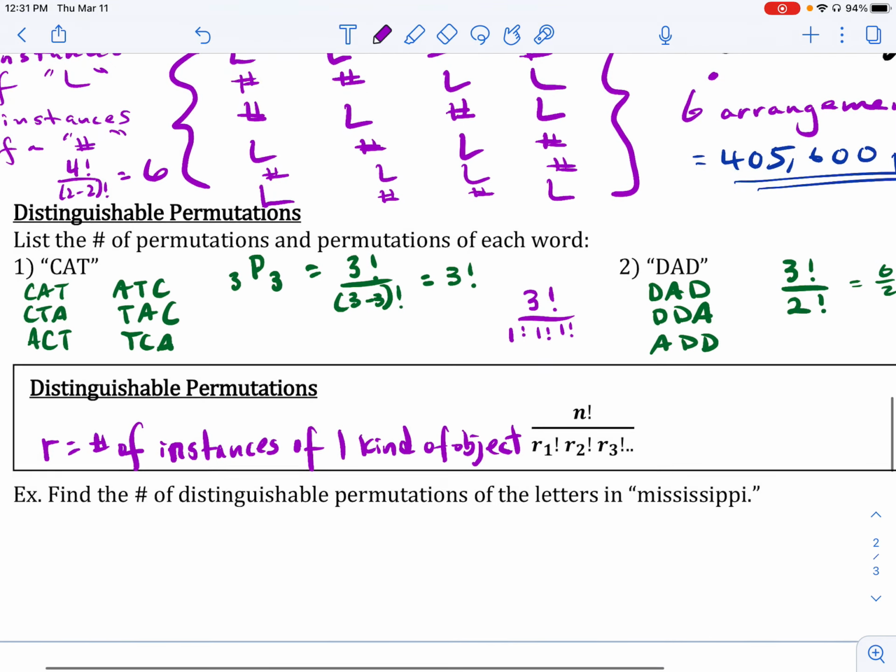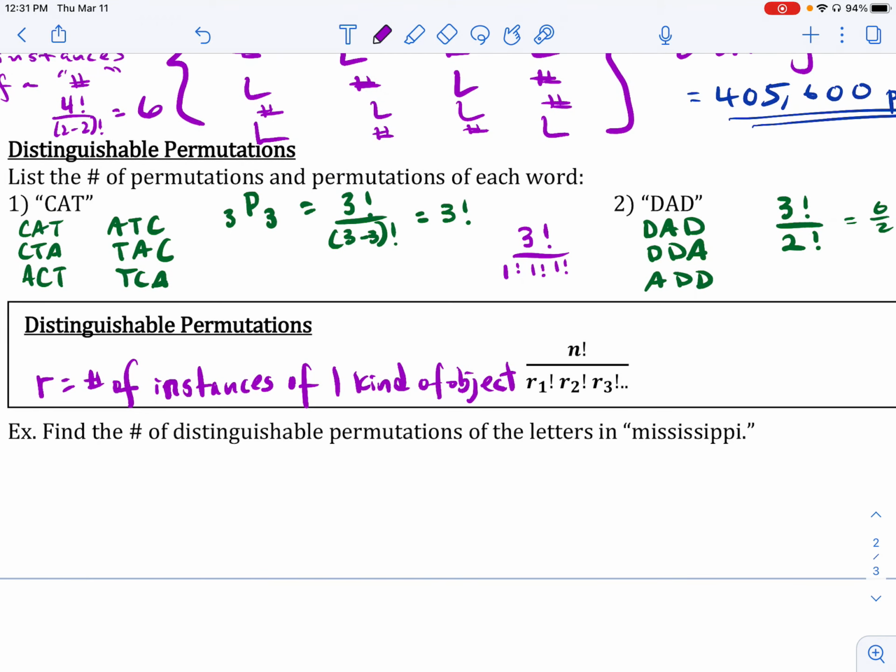So let's try a little bit of a larger word now. Let's try the classic state, Mississippi. Go ahead and pause the video and see if you can come up with a number of distinguishable permutations of the letters in Mississippi. You don't have to write all the permutations out.